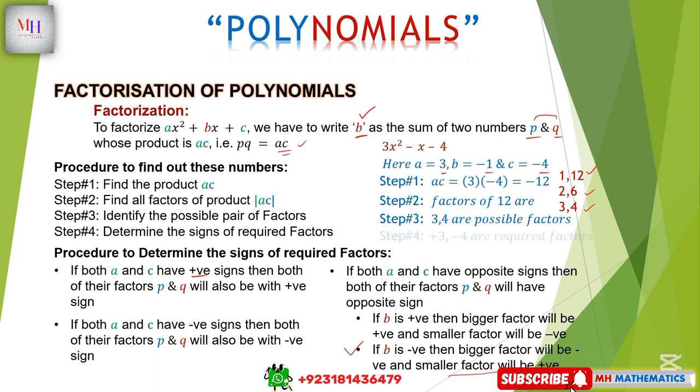So in this case, we have our factors plus 3 and minus 4. So we split our middle term in such a way that we can write 3x square as it is, and minus x will be written as plus 3x minus 4x, and this minus 4 will be the same. So this is our split middle term method.